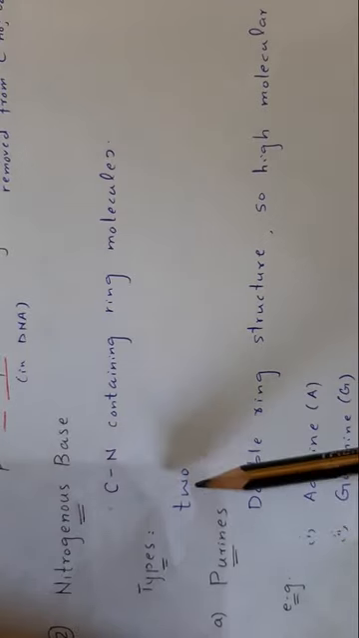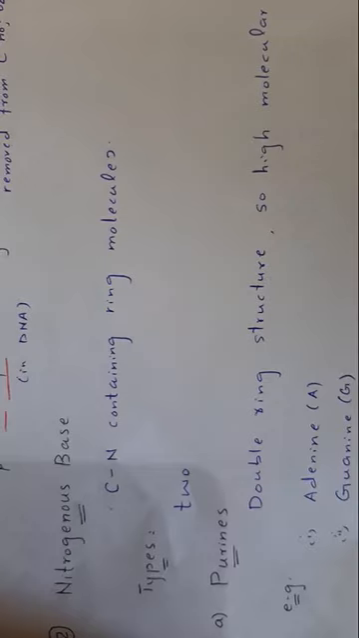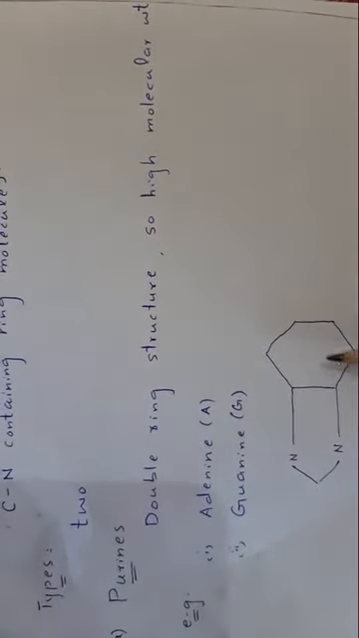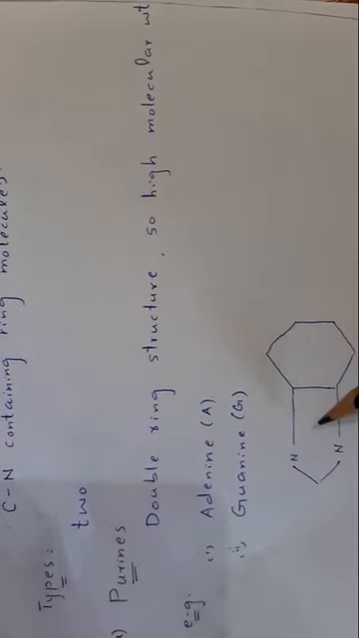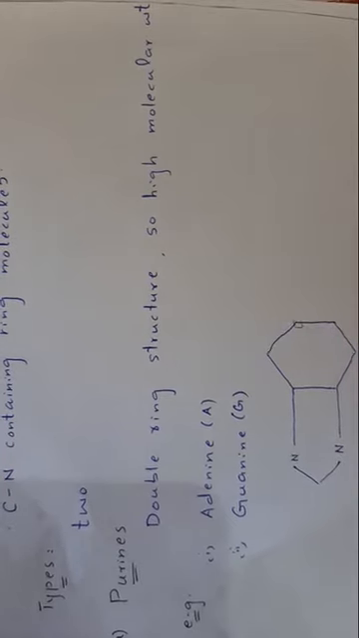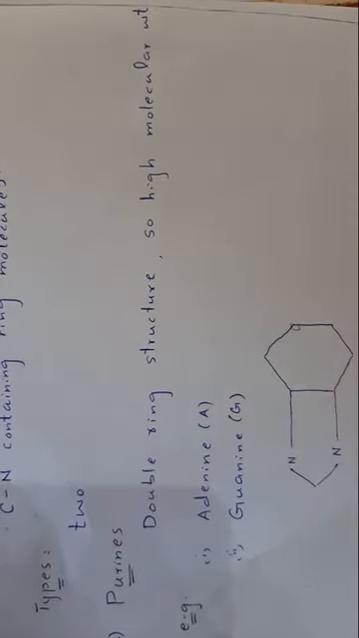Nitrogenous bases are of two types, purines and pyrimidines. Purines have a double ring structure, that is they have two rings, so they have high molecular weight. Examples of purines are adenine and guanine. Now if you look into the structure, it has two rings, one ring and two rings, so a double ring structure, and these corners contain either carbon or nitrogen. So these are carbon-nitrogen containing ring molecules.